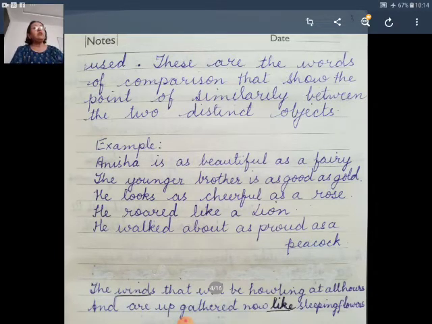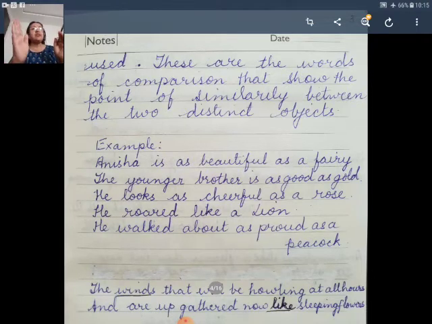Third one, he looks as cheerful as a rose. So, the first object is he and the second object is rose. He and rose, the person and rose. And what is the point of resemblance between them? Cheerfulness. So the person looks as cheerful as a rose. He roared like a lion. So there is a person who is roaring like a lion. What is the point of resemblance? Roaring. Two things are there.